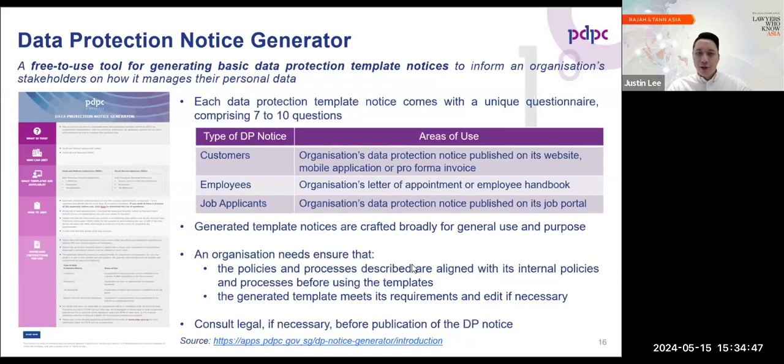There's a customer template. That template serves to communicate to customers what the organization's policies and practices are, as I just mentioned. And it's meant to be published on the website, mobile app, that kind of thing. There's also a template notice for employees, which is intended to be disseminated internally to ensure that all employees are aware of the organization's internal policies and are required legally, through the employee handbook or through their employment contract, to comply with it.